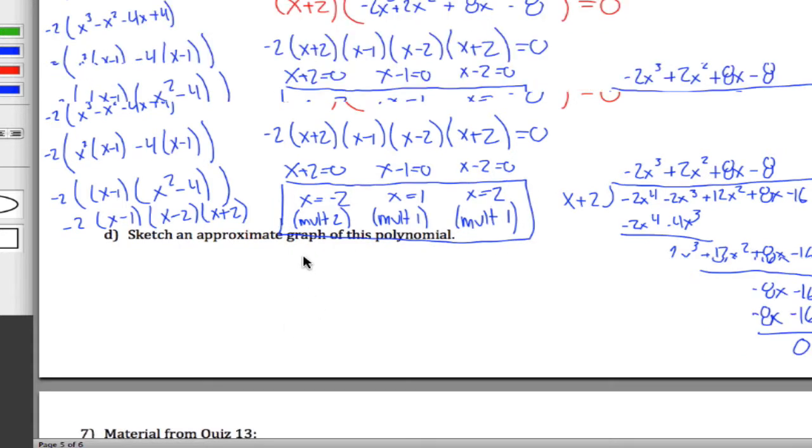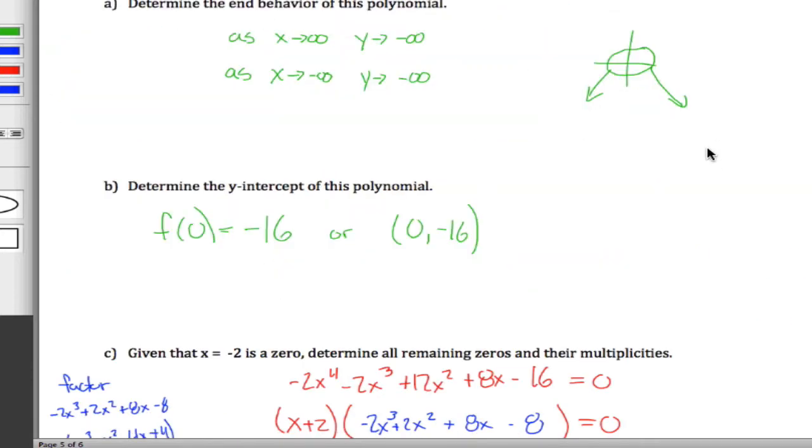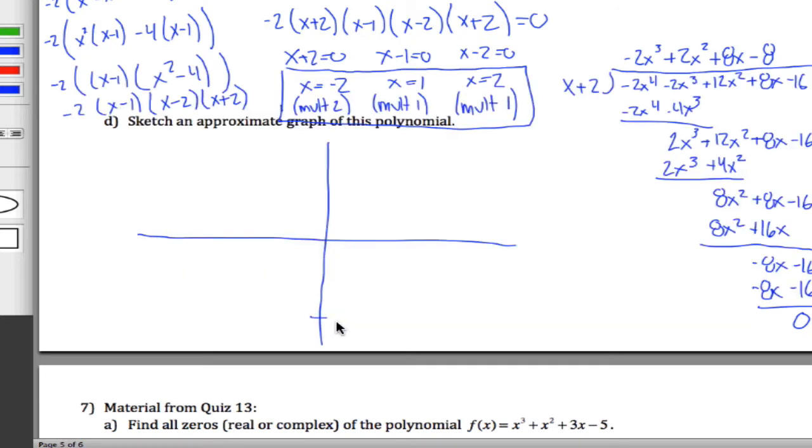Finally, sketch a graph. Did all that work. Show what the graph looks like. Well, let's see. End behavior is supposed to go down on both sides. Y-intercept is supposed to be at negative 16. Sure, there's negative 16 right there. It's supposed to go through the points 1, 2, and negative 2.